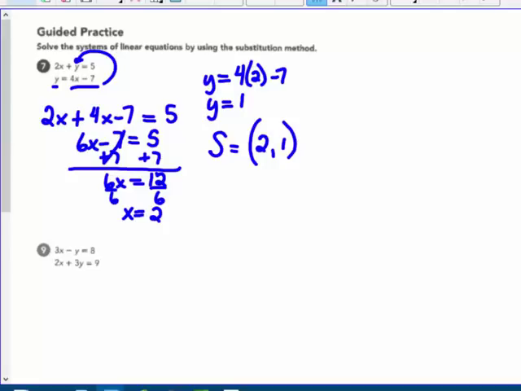Let me check in the other equation. Is 1 equal to 8 minus 7? Yes. And 2 times 2 plus 1. Oh, 4 plus 1 does equal 5. Yep. So it does check in both equations. Now I know that the solution is (2, 1).